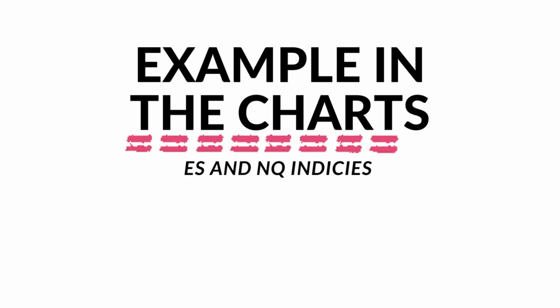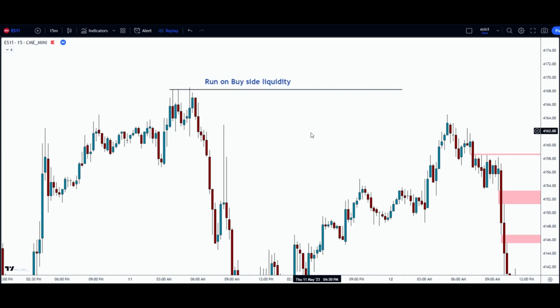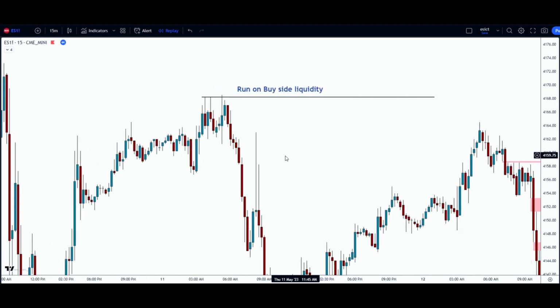Now let's go look at the examples in the charts. Here we are on ES on a 15-minute chart. I've found that with mitigation blocks, it is better to do it on a higher time frame, preferably the 15-minute and above. Step one, like I taught you guys earlier, is finding the run on liquidity. You had equal highs here and here, and then a run on the liquidity.